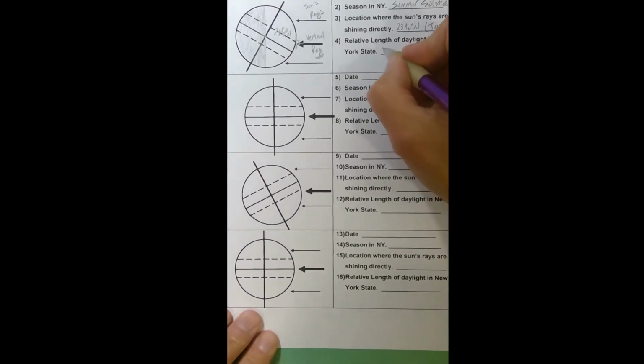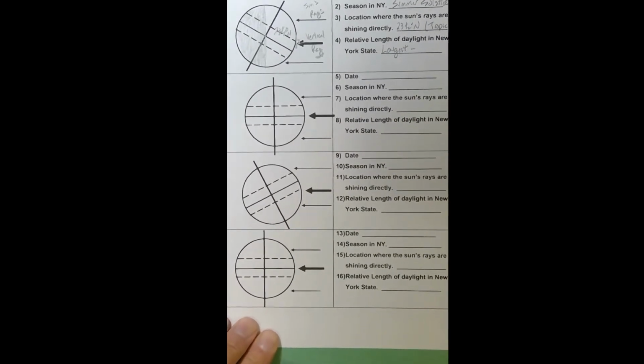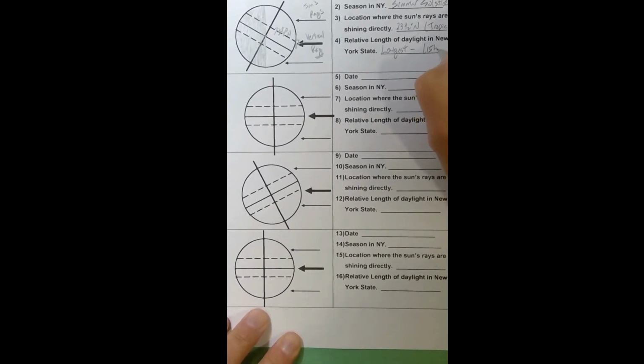Cancer. If you don't remember where Cancer and Capricorn are, you can definitely look at the Earth Science reference tables. On page 4, they label all the lines that we need to know for the seasons. Now, the relative length of daylight in New York: the summer solstice is the longest period of daylight hours for us. We get about 15 hours of daylight on the summer solstice.